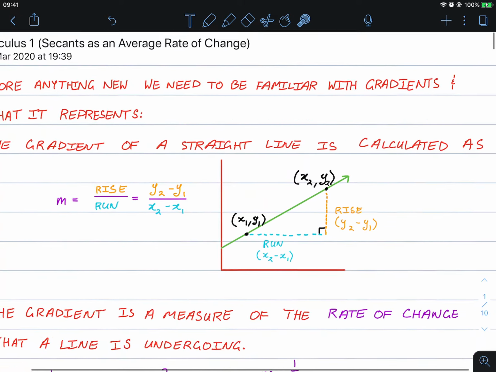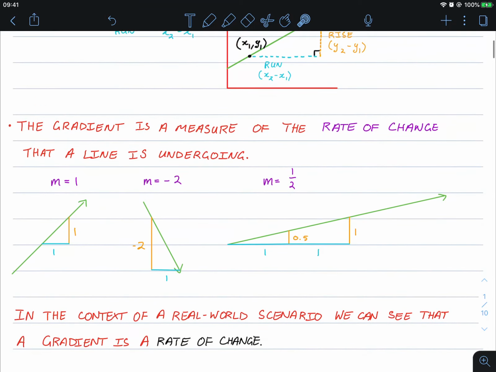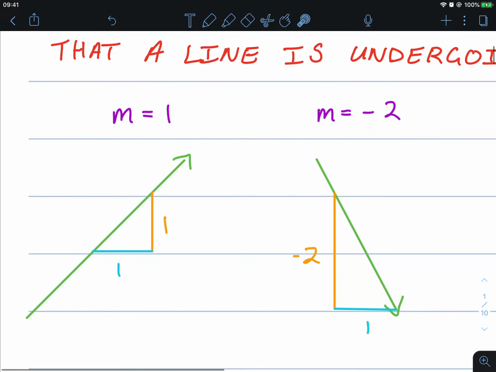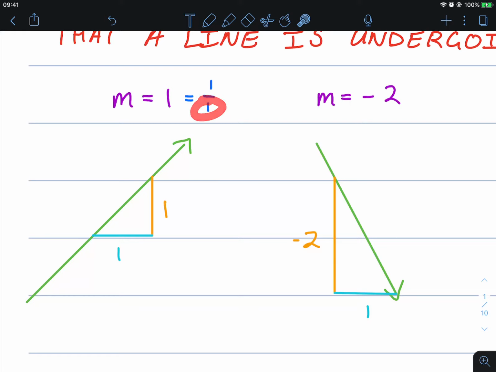Okay? But more importantly, we need to understand that the gradient is a measure of the rate of change that a line is undergoing. Let's take a look at an example of this. So a gradient of 1 can be written as 1 over 1, or 2 over 2. In any case, what this really means is for every one run, or for every one across, the line goes up by 1 as well.